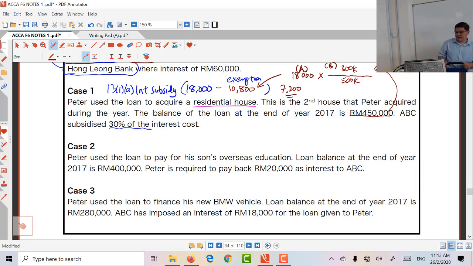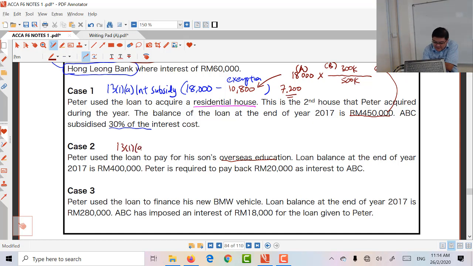Okay. Peter used a loan to pay for his son's overseas education. Now, in that case, you won't actually have an exemption today, right? The loan balance at the end of the year is $400,000. He has to pay back $20,000. The question now is, what is the subsidized interest?